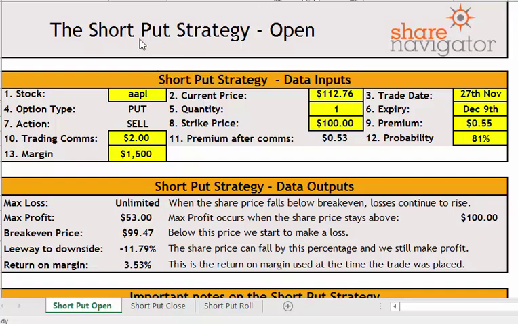Hi, my name is Stephen from Share Navigator, and I'm just going to show you how to complete a profit and loss table for the short put strategy.